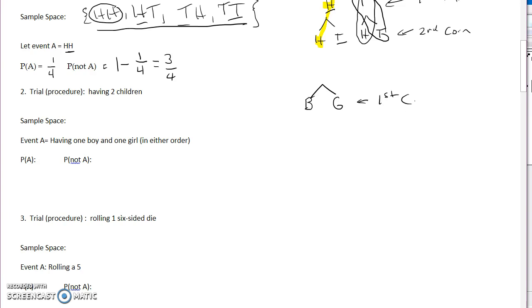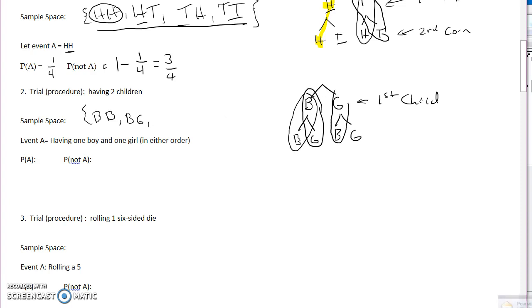Again, you kind of see the levels. This is the first level, and then from each of these, we're going to have a set of branches. So boy, girl, coming from here. And then we're going to read down these, and we can see that our sample space is, we could have a boy and a boy, a boy and a girl. We could have a girl and a boy. Or finally, reading down this last outcome is a girl and a girl.